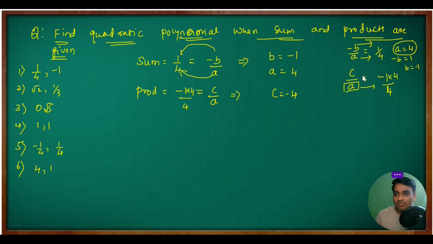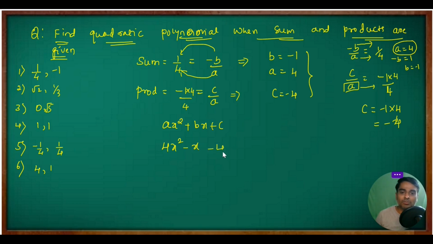Now when you write this, what will be the C value? C is equal to minus 1 into 4, which is minus 4. Now you got your A, B, C value. Just put them in a standard form. What is standard form? Ax square plus bx plus c, right? So what is A? 4. 4x square. What is b? Minus 1. Minus x. What is c?